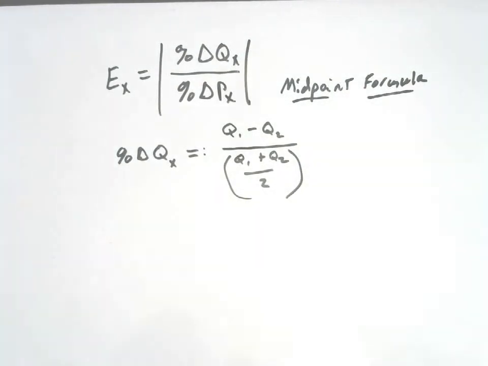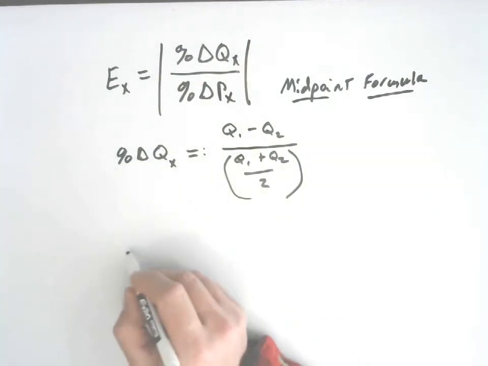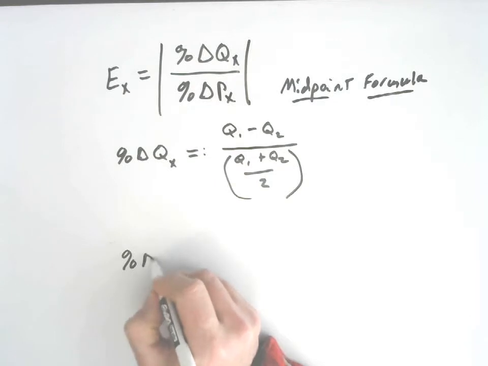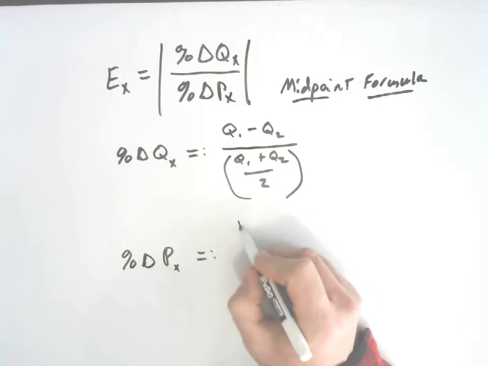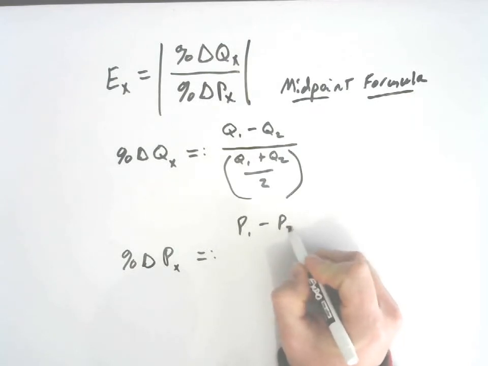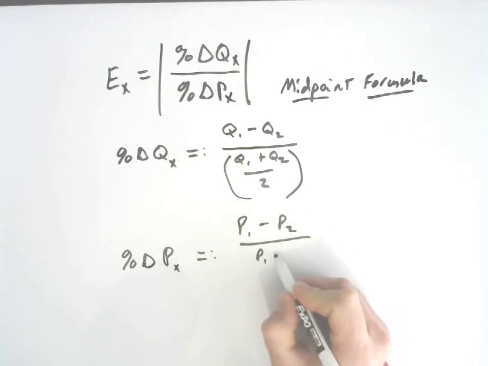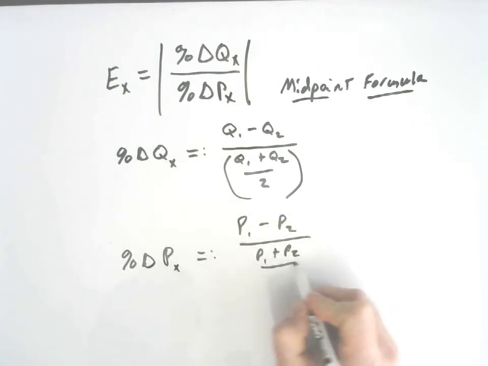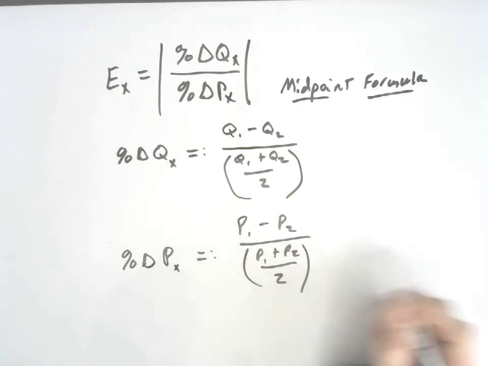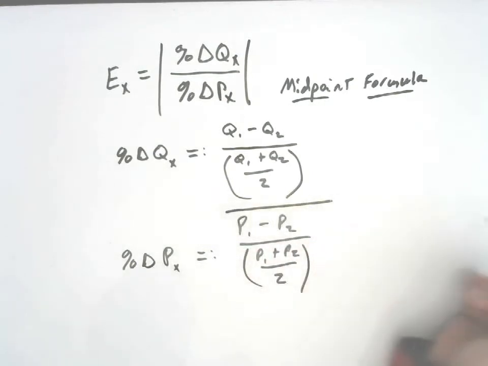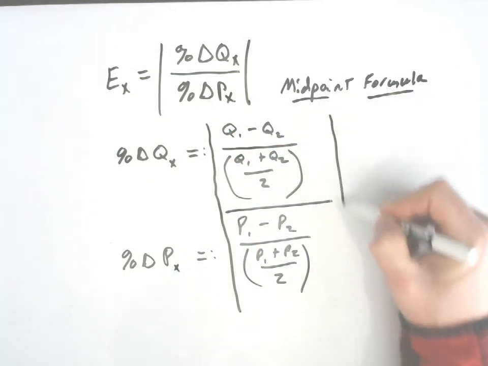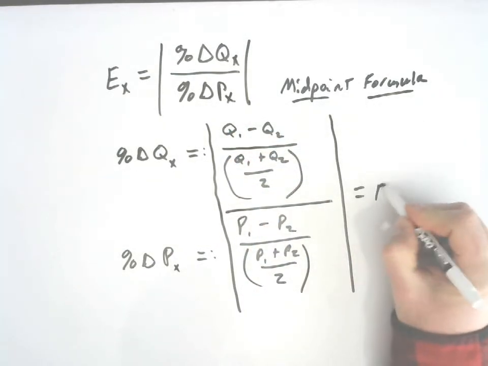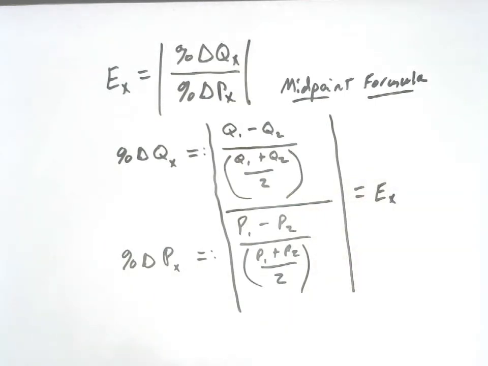And continuing on, the percentage change in PX can be defined as P1 minus P2, divided by P1 plus P2, divided by 2. Then of course we would divide those and take the absolute value to get E sub x, and that is the midpoint formula.